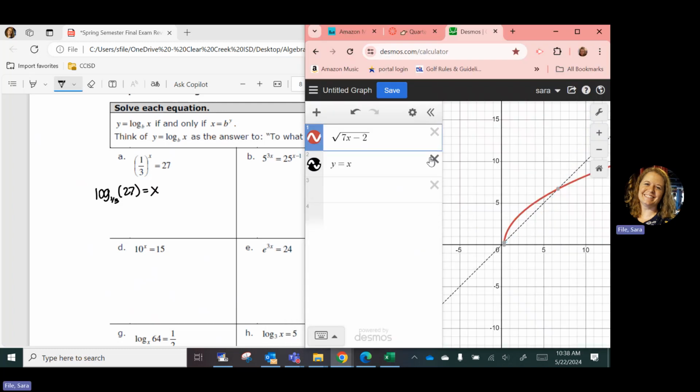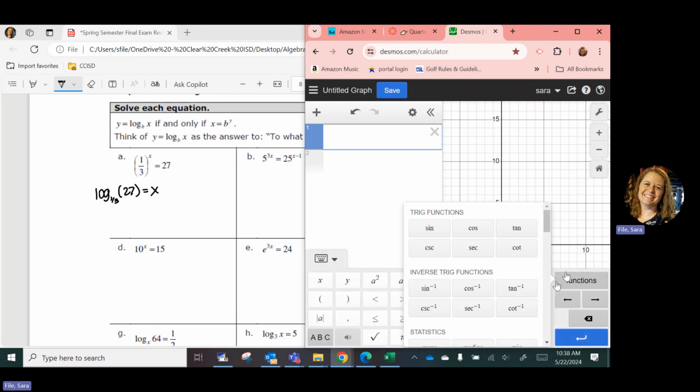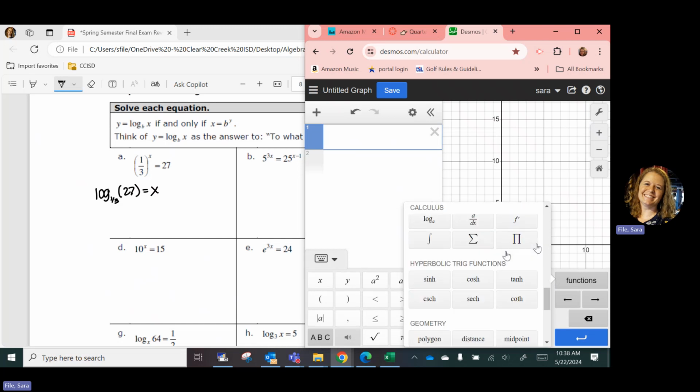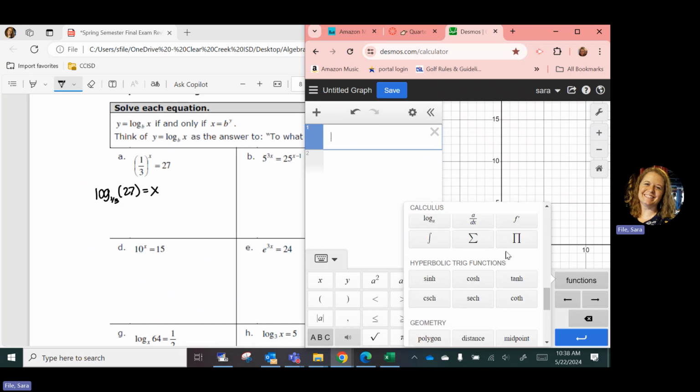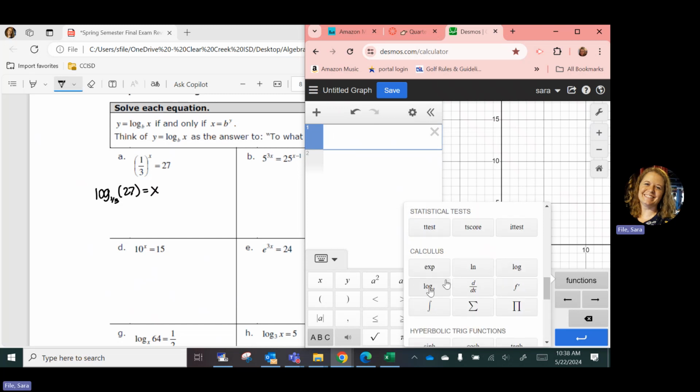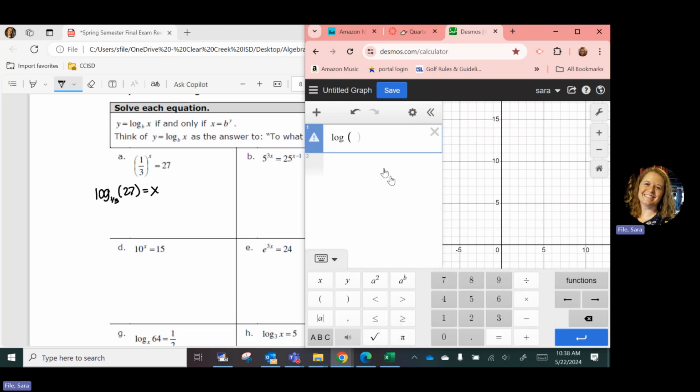To type logs in Desmos with a base, you can type log, L-O-G, but that's only for common logs, when no base is written, it's an understood base 10. If you need a base, you've got to scroll down here. I think it's under the calculus section. Maybe I passed it. Yeah, here it is. So log with a base value, and you can type whatever base value you want. So we said 1/3. So log base 1/3 of 27, boom, -3. That's your answer.